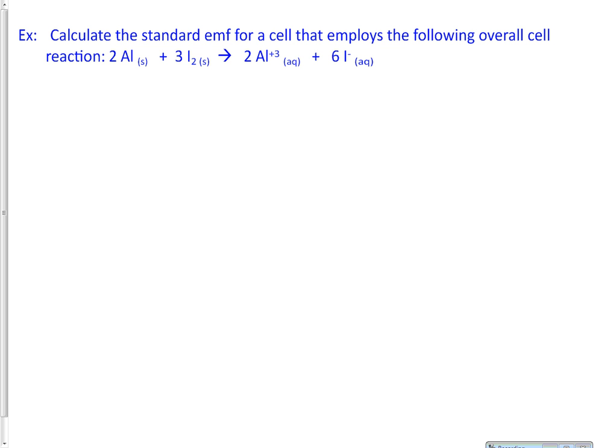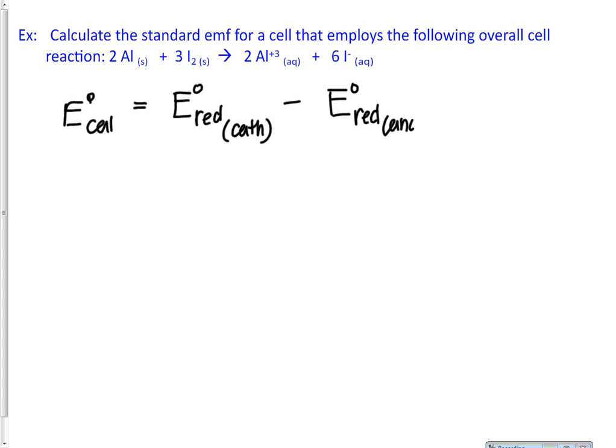What this is asking us to find is E cell standard, and that's your job. Knowing what you need to find, it's good to have the formula. We need the reduction potential for the cathode, and from that we are going to subtract the reduction potential of the anode. We're going to get these reduction potentials by looking them up in Appendix E.